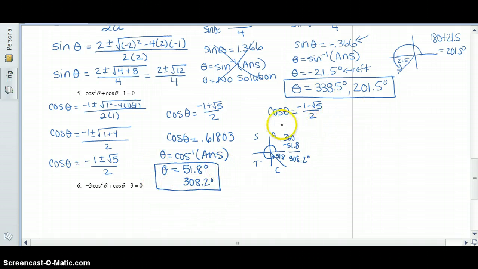Now this one over here, when you type in -1 minus root 5 divided by 2, you get cosine is equal to -1.618. Now, if you were to press second cosine, second enter at this point, you would get an error because this is outside of the range -1 to 1. So over here, we're not going to get answers. So our only answers were 51.8 and 308.2.